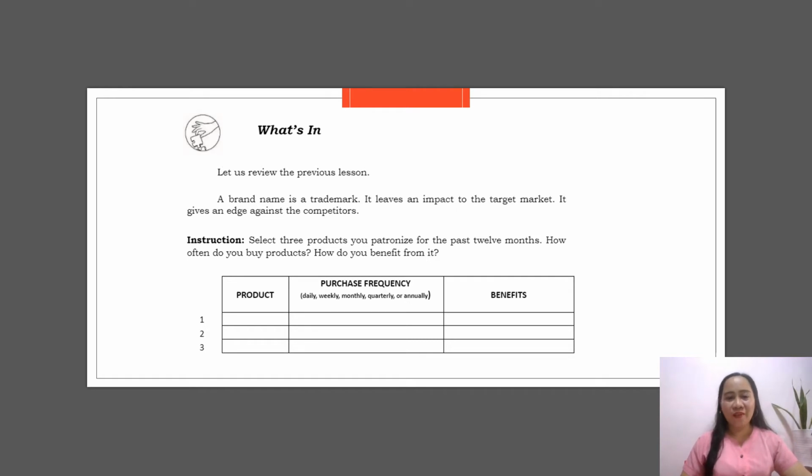So here, on the previous lesson, you were talking about brand name, which is the trademark. So when we say brand name, which is a trademark of a company, it leaves an impact to the target market, and it gives an edge against the competitors. So, follow the instruction and do the activity in what's in.